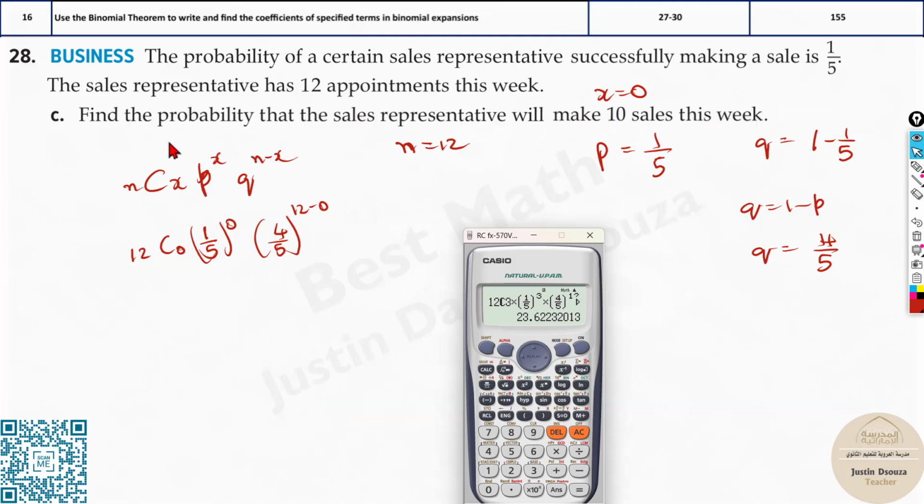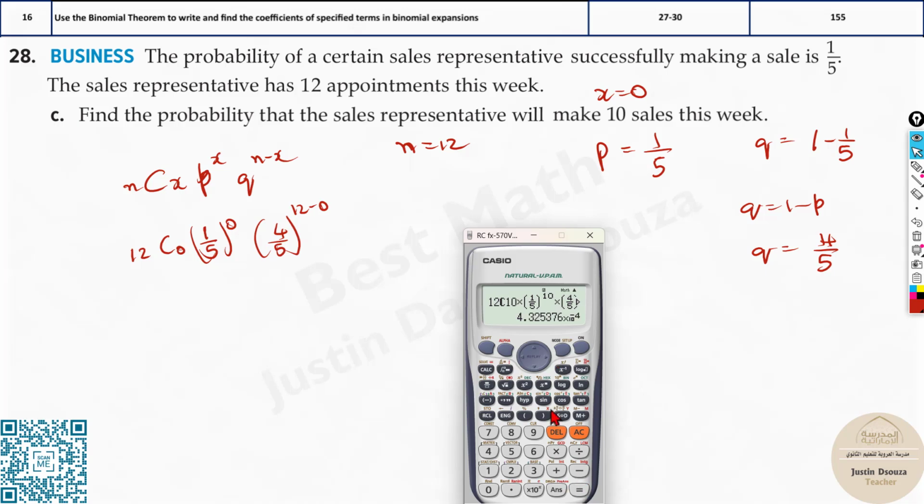Now again, there's one more condition where he makes 10 sales. So all you need to do is change this 3 to 10. The thing is, they have clearly told us the probability he makes a sale is 1/5. So if he goes for 5 sales, he'll just make 1. Out of 12 he is about to make about 2 or 3. But they have made it 10 out of 12, which is very, very unlikely. So the probability will be very, very low now.